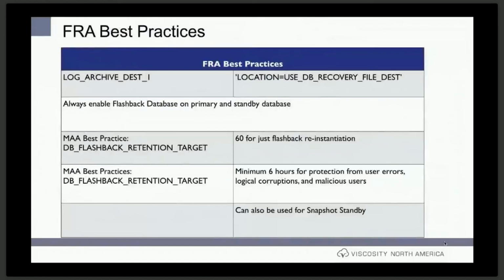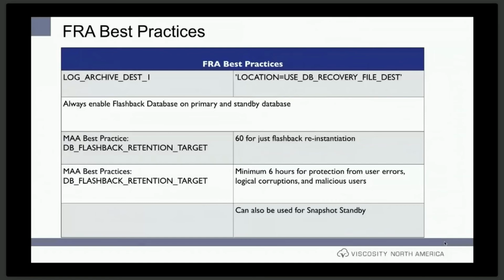All right, so I mentioned before the log archive dest. This is where you want to make sure that you leverage the location to be USE_DB_RECOVERY_FILE_DEST. Especially if you're using Active Data Guard, one of the key features is that in the event that I have a corrupted block on my primary, Oracle will get the correct block from the Active Data Guard database and self-repair the corrupted block. To do that, use the location USE_DB_RECOVERY_FILE_DEST, okay?